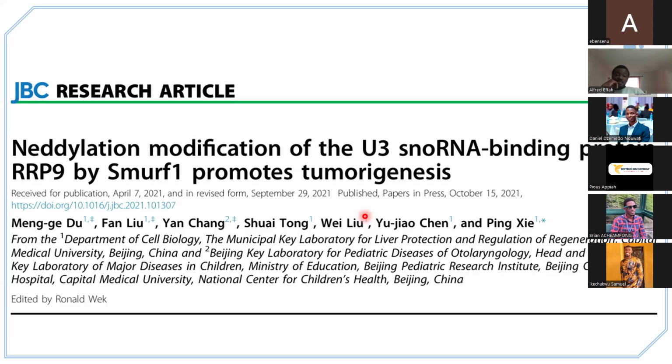We are using this paper as an example of how they utilize co-IP to answer their research question. So there's this protein which is RRP9.